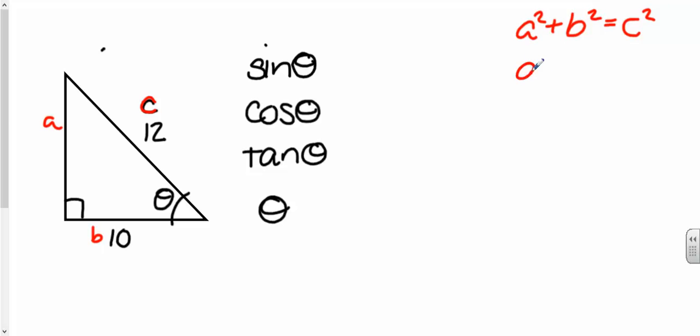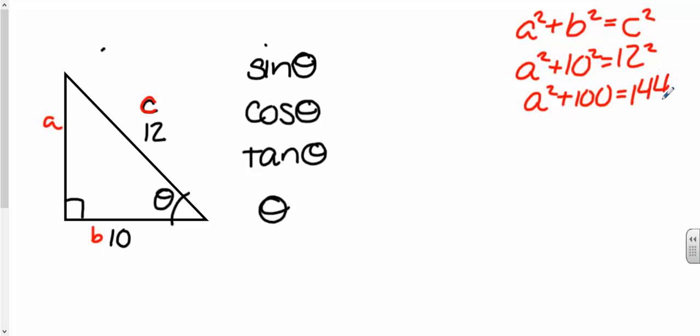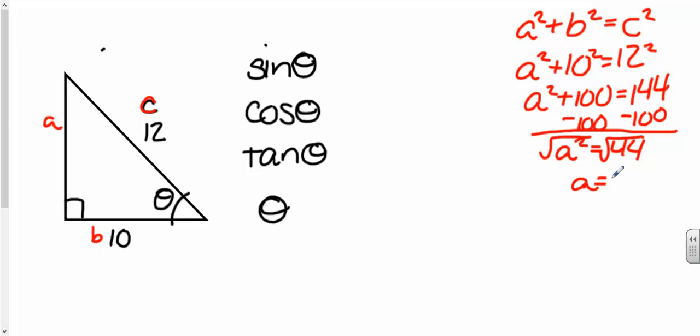So in this case, I've got A squared plus 10 squared equals 12 squared. So A squared plus 100 equals 144. If we subtract 100 from both sides, we get that A squared is 44, and we take the square root of both sides, and we get that A is about 6.63. That's rounded, but that's all right.